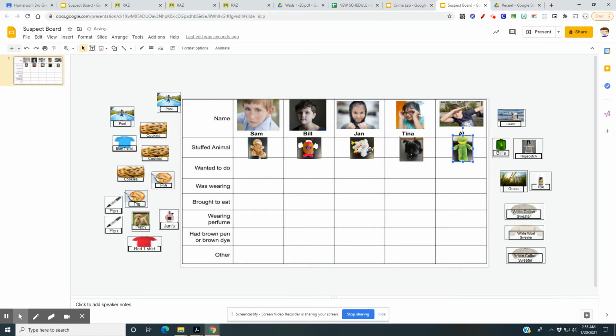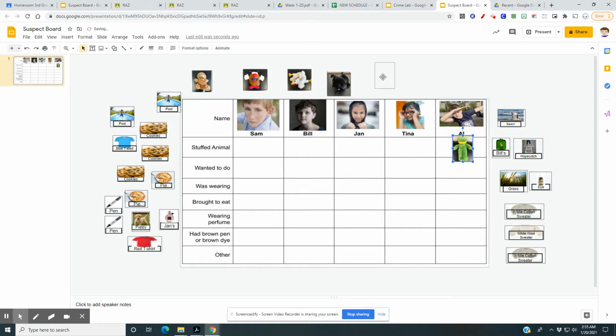So that is an example of how you would click and drag the items into the part of the chart that they belong. So I'm going to move them back and continue with the story.